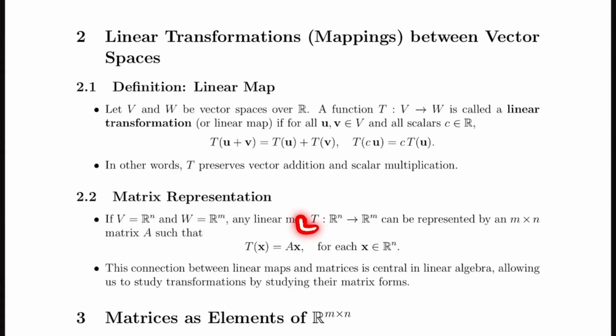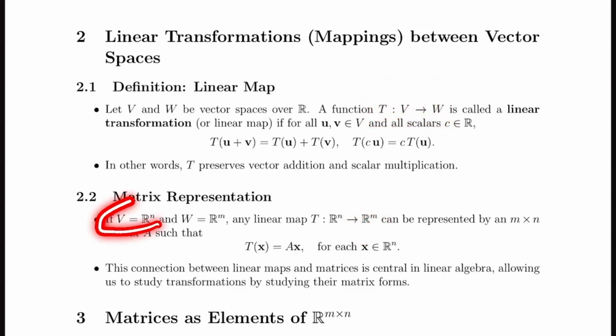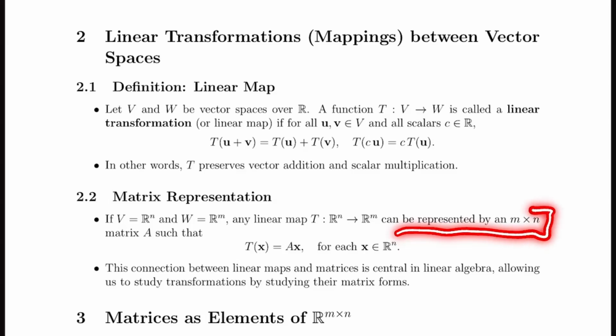So a transformation is defined from R^n to R^m. You remember this definition. This is your first vector space, and this is your second vector space. Now, let's say we want to define a transform that maps anything from R^n to the space of R^m. What is that? That can be represented by a matrix of m by n. That's where the definition of a matrix comes from.